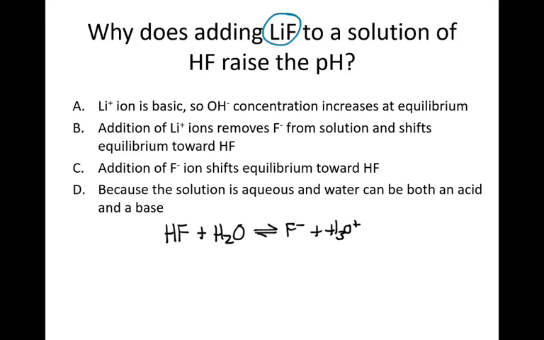And if we add lithium fluoride, that is a source of F- ion. So if we add extra F- ion, we're increasing the concentration of a product. And so that is going to drive the equilibrium toward the reactants. So adding more F- is actually going to decrease the amount of H3O+. Okay, so if we decrease H3O+, that is going to increase the pH.